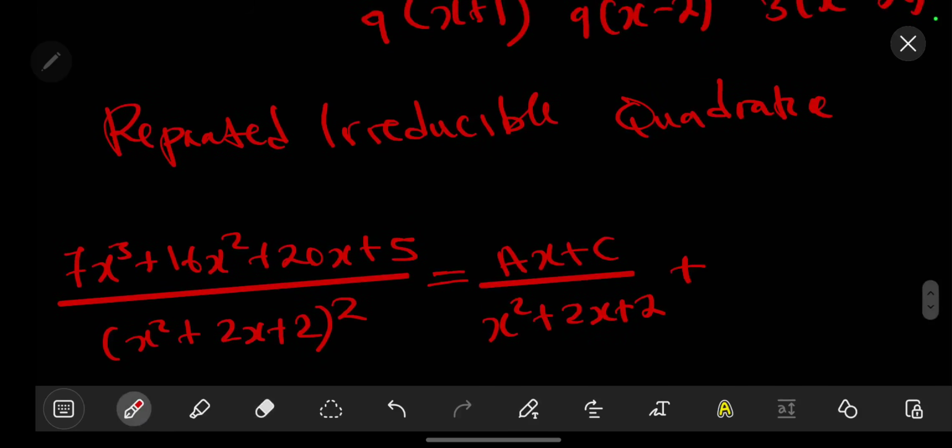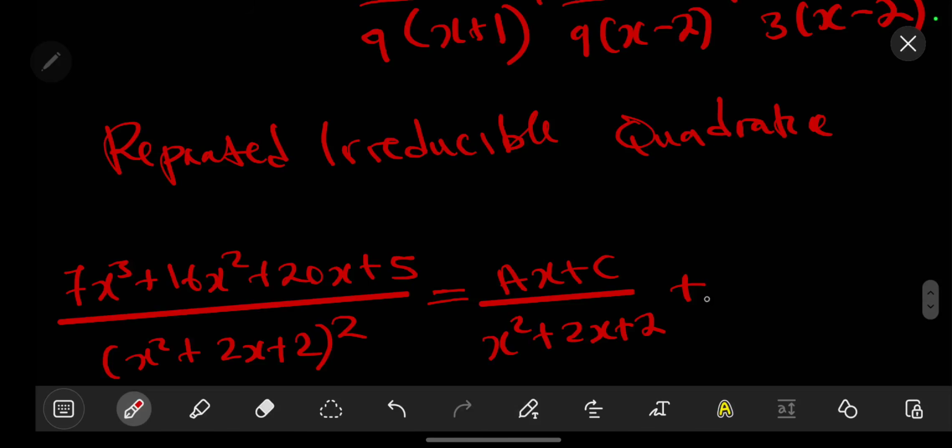Then we are going to say plus. For this other one, we know that the second one has to be x squared plus 2x plus 2. So you can verify that you cannot factorize this. There are two, you cannot factorize this, so that means it's irreducible.